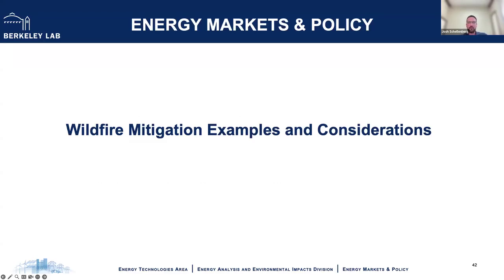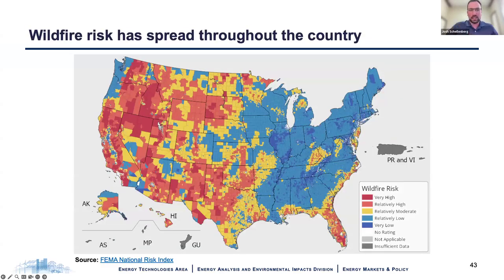Last main section here before wrapping up is wildfire mitigation examples and considerations. And the key thing here is just to think about how wildfire risk is spread throughout the country. This is the FEMA National Risk Index, and you can see in the Southeast, there's a pretty significant amount of fire risk now for wildfire. There were some pretty major fires in the Carolinas along the coast last year. I believe some of those may have been utility caused or are still under investigation.